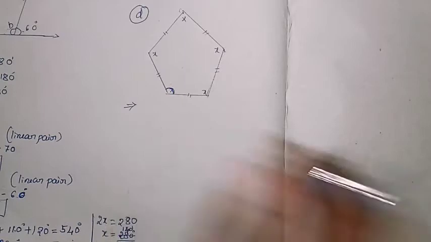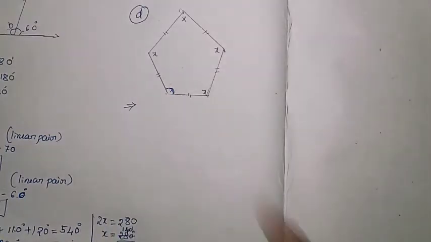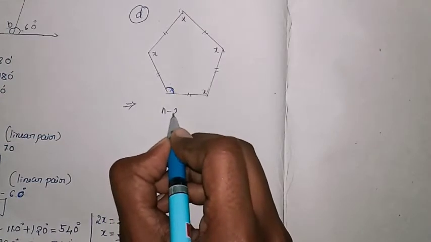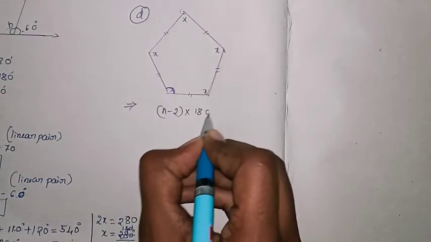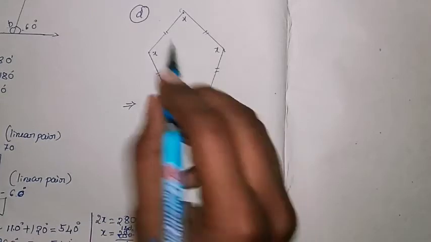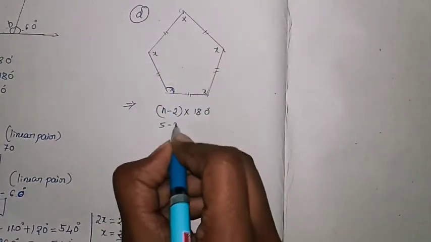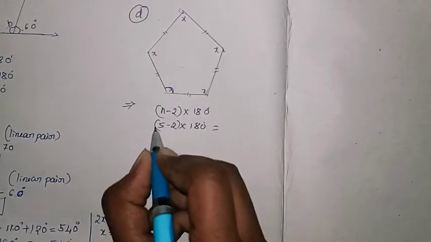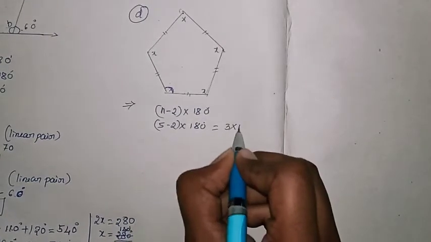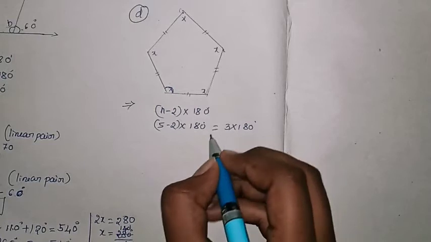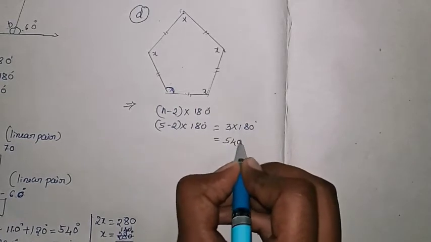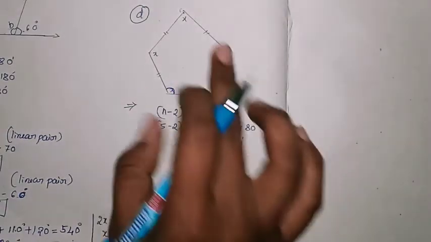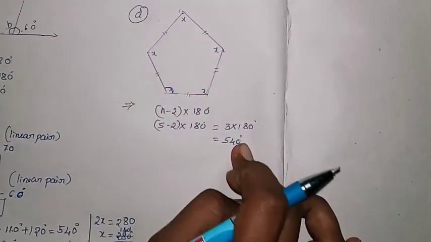For this, as all the sides are equal, we use the formula (n minus 2) into 180 degrees. How many sides? 1, 2, 3, 4, 5. So 5 minus 2 into 180 degrees, that is 3 into 180 degrees, which is 540 degrees. So now we have the sum of the angles equal to 540.